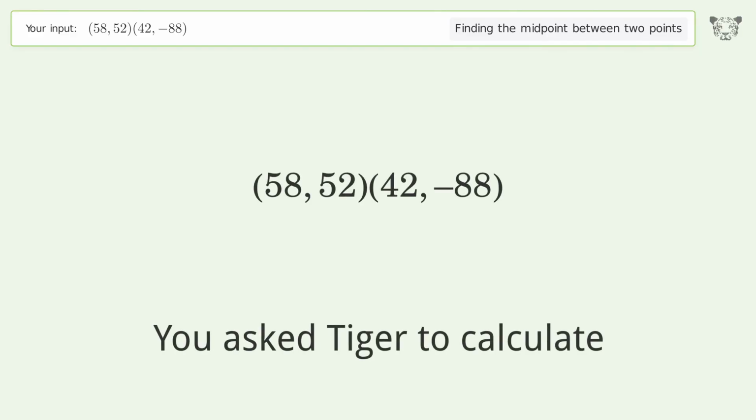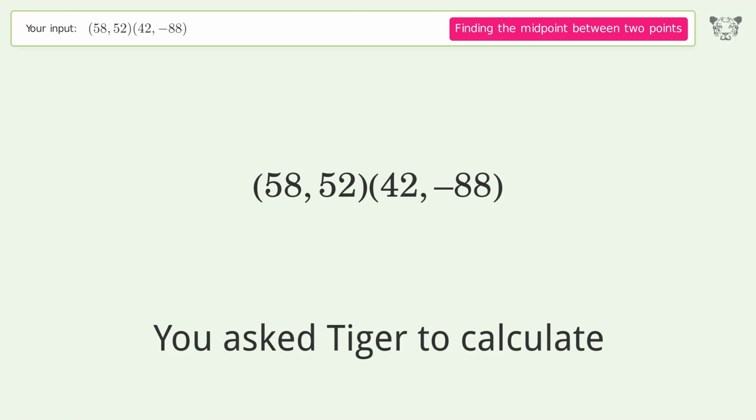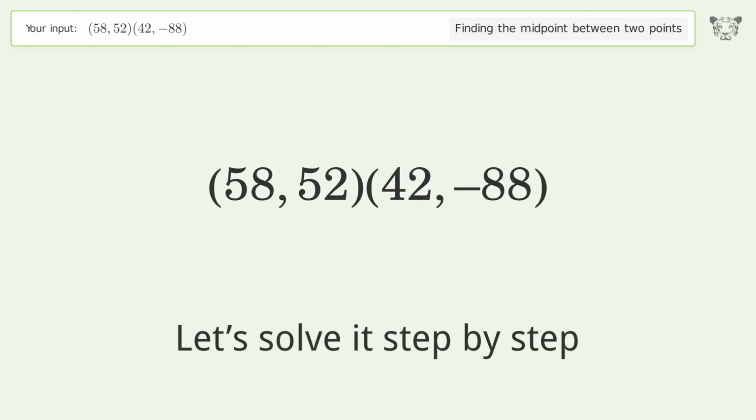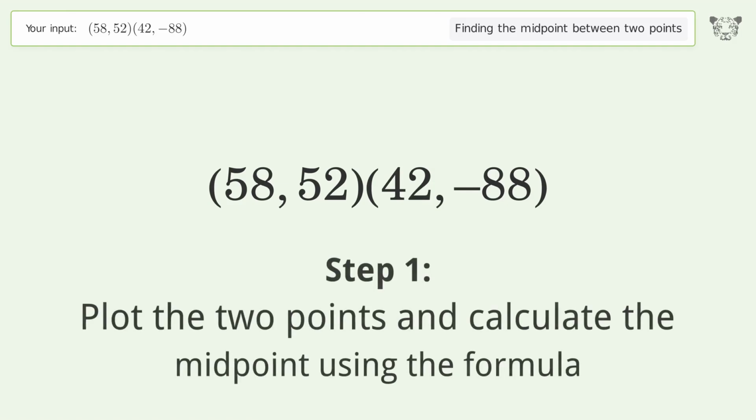You ask Tiger to calculate. This deals with finding the midpoint between 2 points. The midpoint between the 2 points is 50, -18. Let's solve it step by step. Plot the 2 points and calculate the midpoint using the formula.